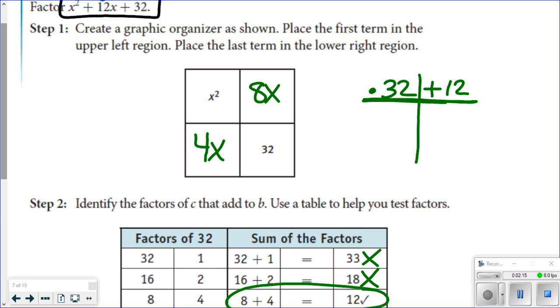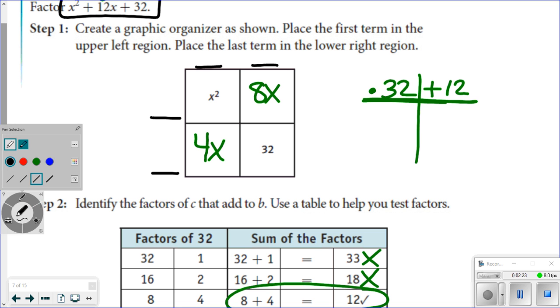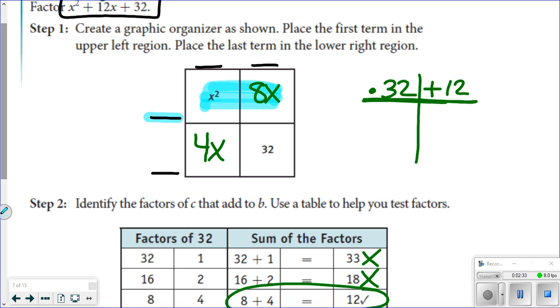And now we need to figure out what our factors are outside of the box. Okay? And the way to do this is I'm going to start here. So I'm going to look at what the GCF is of this row. So what's the greatest common factor of x squared and 8x? They don't share a number. They only share an x. So we're going to pull out an x.